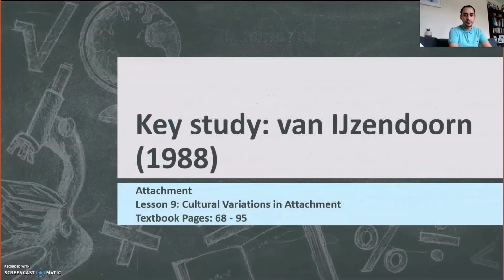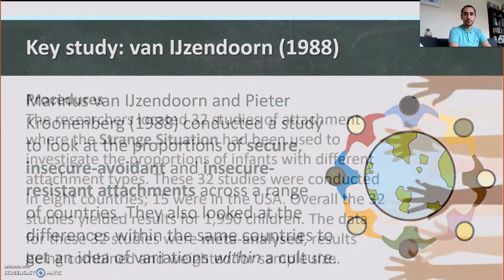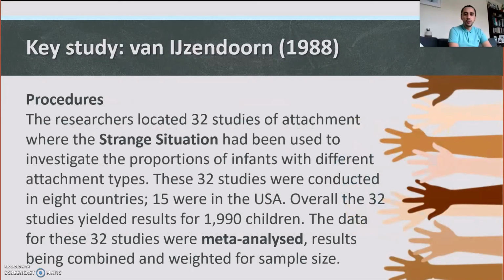Huzzah. Let's have a look at Van Ijzendoorn's 1988 study into cultural variations in attachment. Marius van Ijzendoorn and Peter Kroonenberg in 1988 conducted a study to look at the proportions of secure, insecure avoidant, and insecure resistant attachments across a range of countries. They also looked at the differences within the same countries to get an idea of variations within a culture as well.